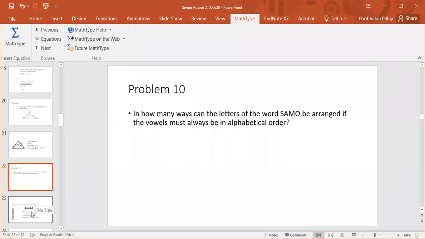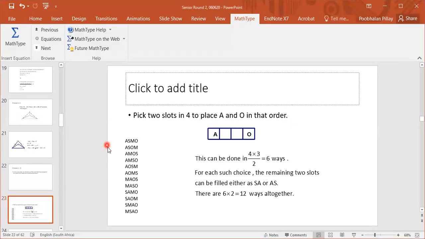So what we can do is write down all the different ways in which you can write SAMO, but there is a constraint, and that is the vowels must always be in alphabetical order. In other words, the A must be before O. So you're not allowed to put O and A. If you write this down, you will see, I've actually done it here. Hopefully you can see this.